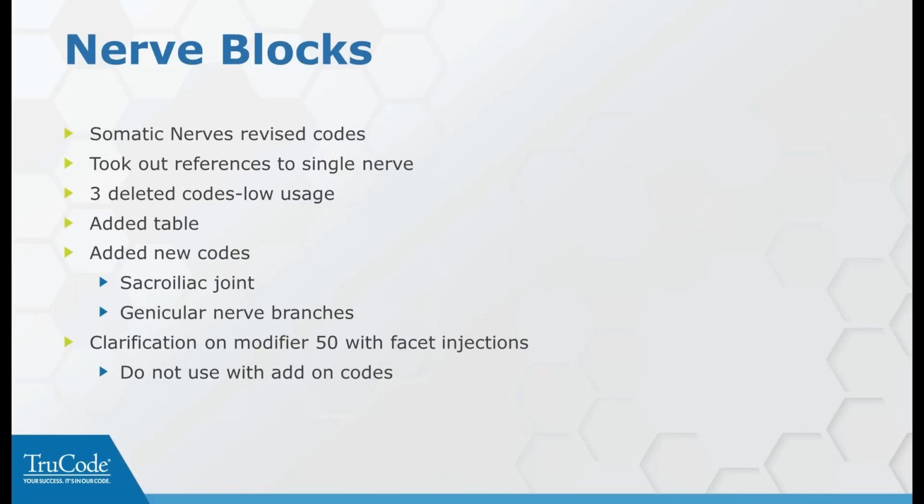A lot of the revisions of codes start on page 436 under the somatic nerves. And again, a lot of these are talking about the injections of a steroid or an anesthetic agent, and they are very specific to the name of those somatic nerves. Now, they also added a great little table on page 437 that might help you with making sure you're coding those. It talks about the different nerve branches, the plexus nerve, the genicular nerve branches, and how many injections they do. So that's a nice little table to assist us in coding correctly.